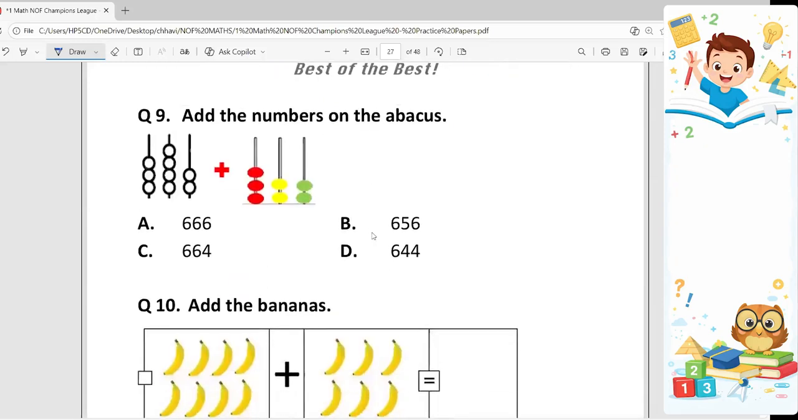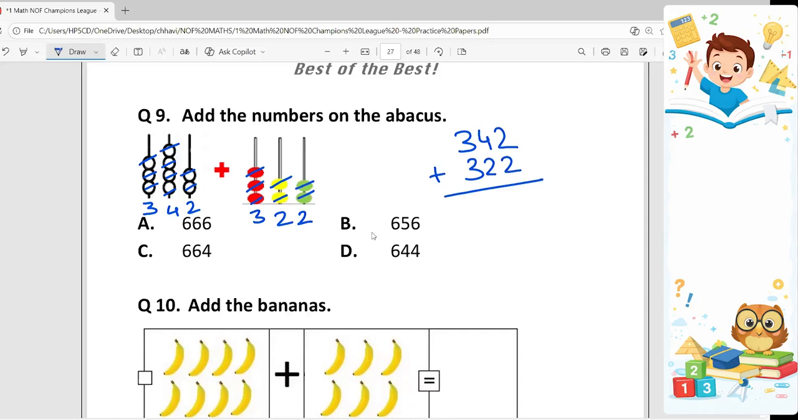Add the numbers on the abacus. Now again see here, hundreds rod 1, 2, 3, tens rod 1, 2, 3, 4, and units rod 1 and 2. So first abacus we have 342. Now here we have to add with hundreds rod 1, 2, 3, tens rod 1 and 2, and units rod 2. So the numbers which we got from two abacus is 342 and 322.